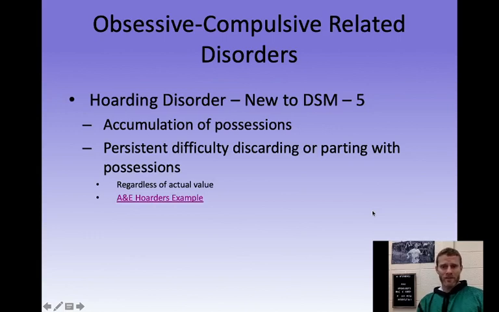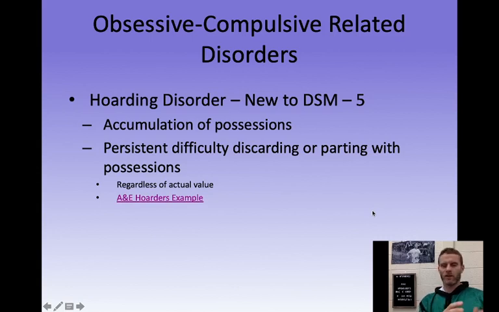Now, some other obsessive compulsive related disorders. This is a new one to the DSM-5. This has never been diagnosed on its own before. It didn't have its own diagnosis. There were people who were hoarders as a psychological disorder before this was put into the DSM-5. But before this, they were just diagnosed with obsessive compulsive disorder, and they would say that there were hoarding tendencies, right? Well, now we have hoarding disorder added to the DSM-5.